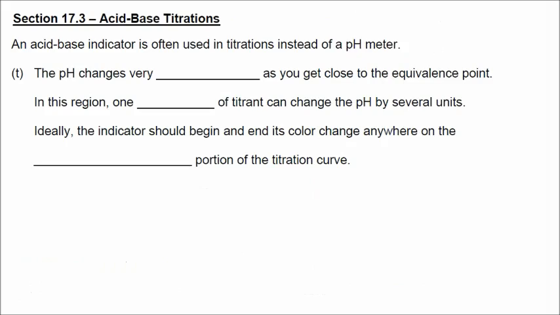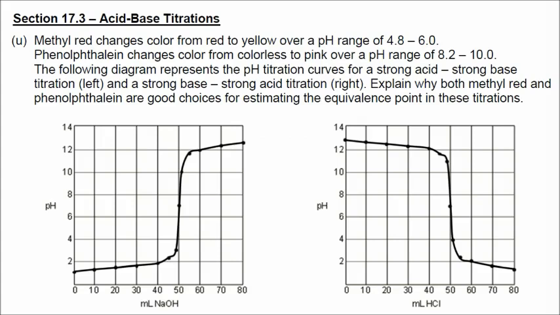All right, let's talk about acid-base indicators. The pH changes very rapidly as you get close to the equivalence point, and in this region, one drop of titrant can change the pH by several units. Ideally, the indicator that you choose should begin and end its color change anywhere on the rapid rise portion of the titration curve. So in this example, we have methyl red and we have phenolphthalein.